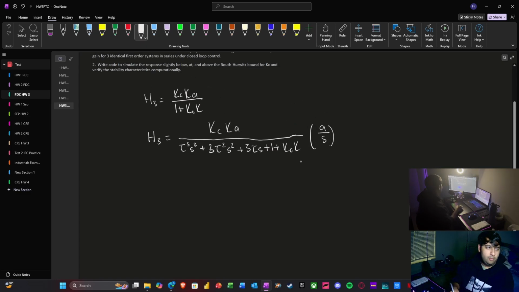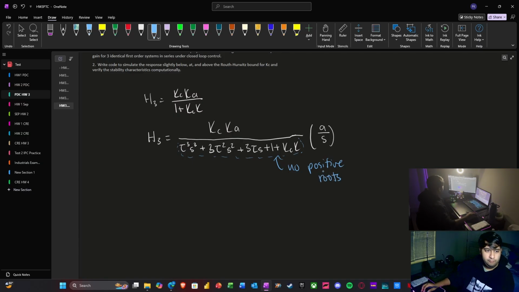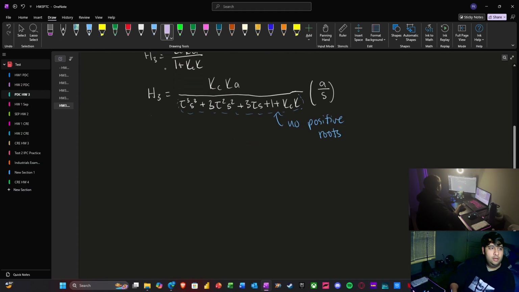Something we want to point out, using a different color, is that in this entire denominator right here, we'll have no positive roots. Okay. What we want to go to next is our Routh-Hurwitz criteria.